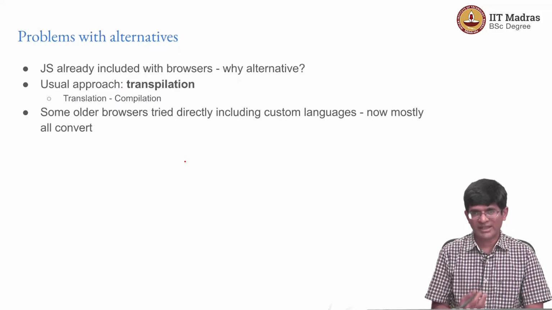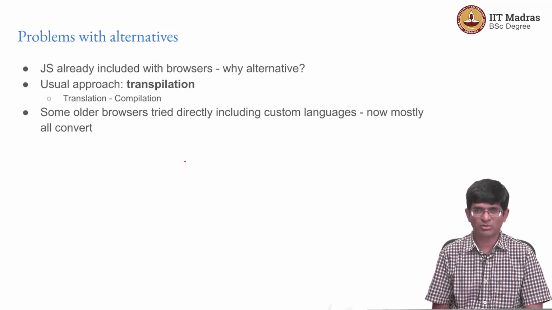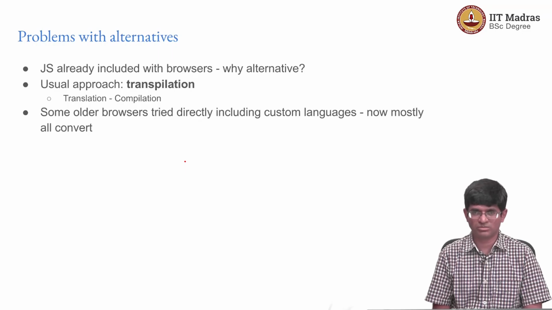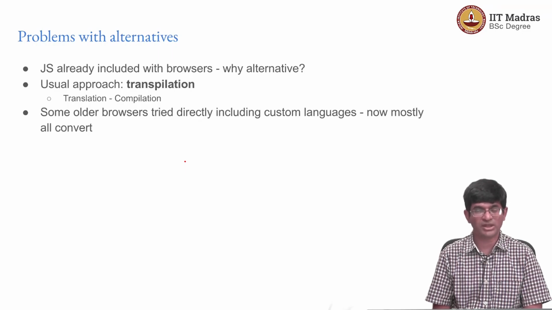So JavaScript is already included with browsers, so anybody who wants to propose an alternative to that has to give a very good reason, right? So what is usually done is this approach called transpilation, a translation plus compilation step. So you can actually write code in many different languages and get it converted into JavaScript, right? Some older browsers tried to directly include custom languages, but now most of the time, the more popular approach is to convert into JavaScript and run it.